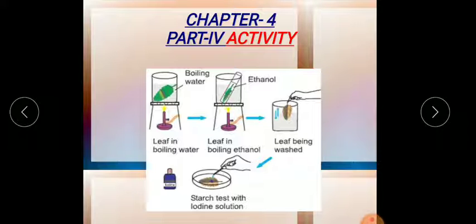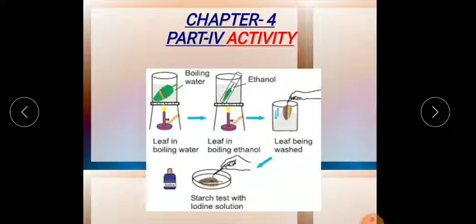Then the next step is washing the leaf. So why, after this alcohol, ethanol step, are we again washing the leaf with hot water? Because when we treat the leaf with ethanol or alcohol, it becomes slightly hard. To make it soft, because we need a soft leaf, and it will give a good result, we are again washing it with water.